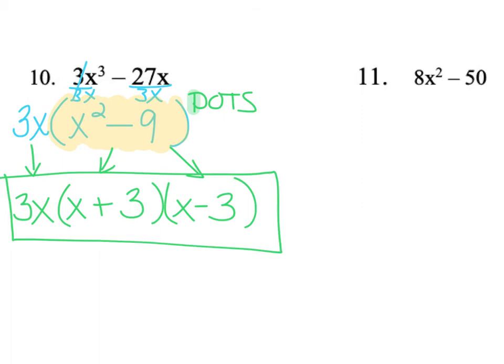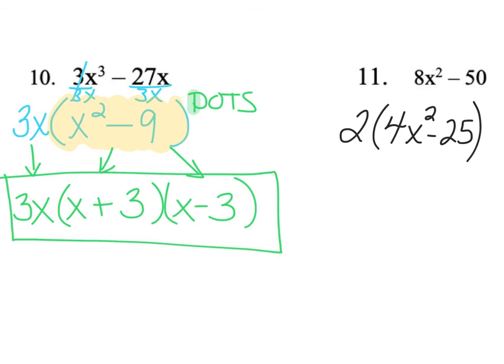All right, now let's take a look at 8x squared minus 50. So again, we begin by looking for the greatest common factor. What goes into both 8 and 50? Well, at least 2 does, right? Because they're both even. Does 4? 4 doesn't go into 50 evenly, so let's start with 2. All right, so put the 2 out front. And when I divide by 2, I get 4x squared minus 25.